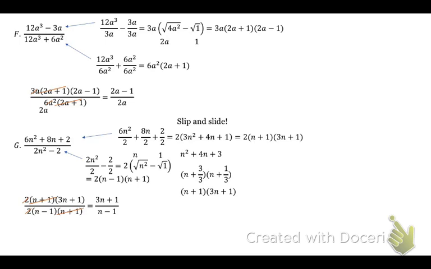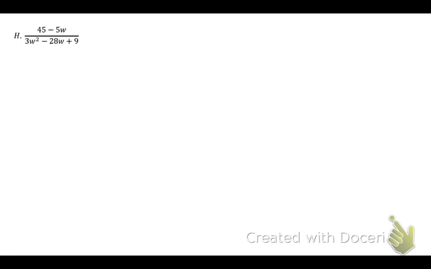Let's look at this one, h. So again, standard form first. So that's negative 5w plus 45 over 3w squared minus 28w plus 9. Oh, I said y. I meant w. Factor that top. I'm going to pull out a negative 5. So I get negative 5, w minus 9.